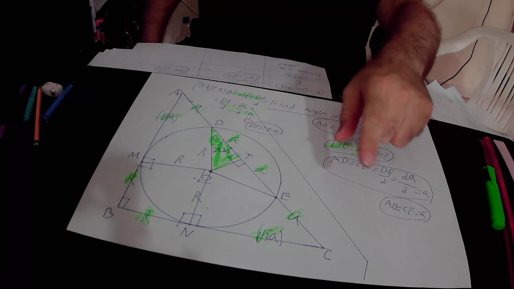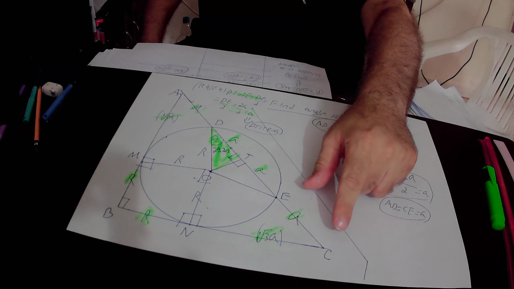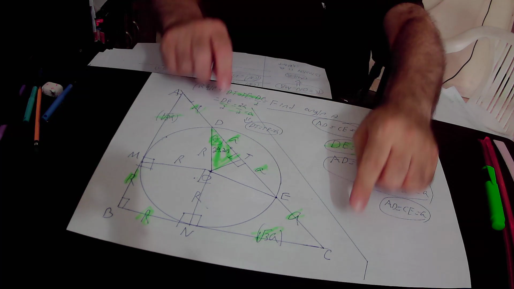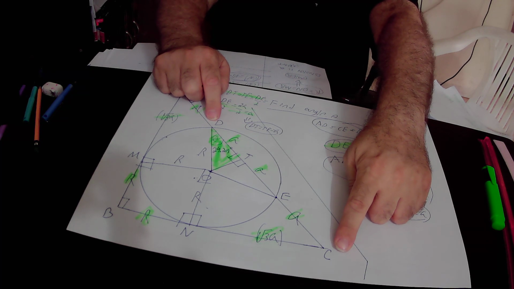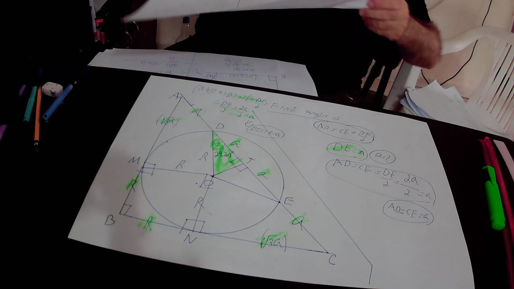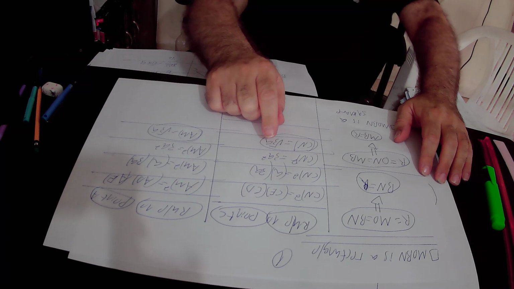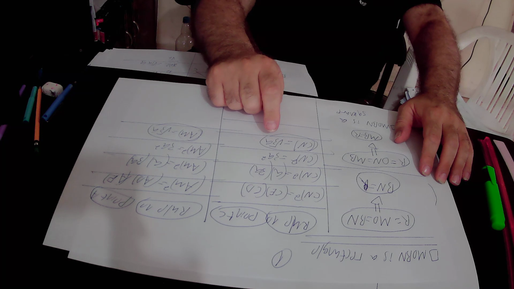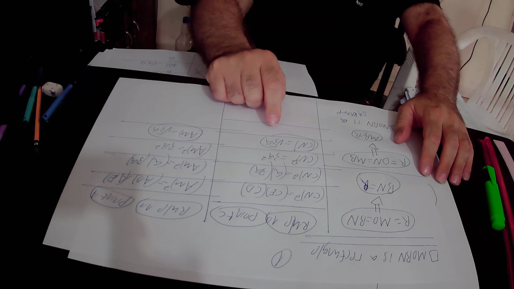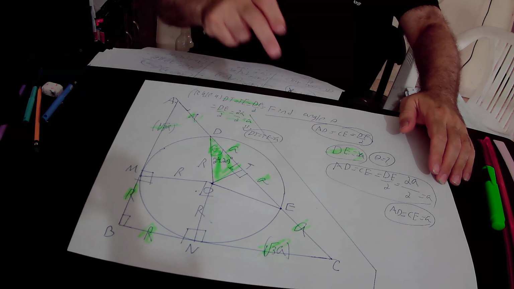So CN square equals CE. CE is A, so we substitute CE by A, times CD. CD is A plus A plus A, that is 3A, so we substitute CD by 3A. In conclusion, CN square equals A times 3A, which is 3A square. So CN square equals 3A square. We take the square root and find that CN equals the square root of 3 times A.